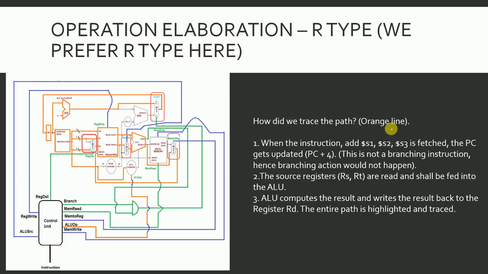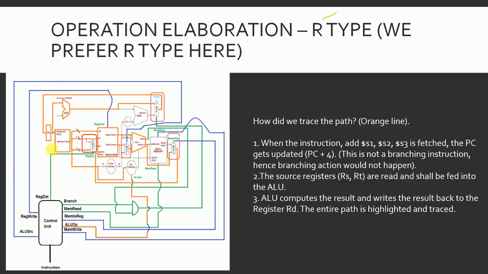Now in the exam paper, they will not stop with this. They will ask you to trace the path for any particular instruction. For example, they may ask you to trace the path for R-type instruction. Then what will you do? What are all the components that are involved in this R-type operation should be highlighted.